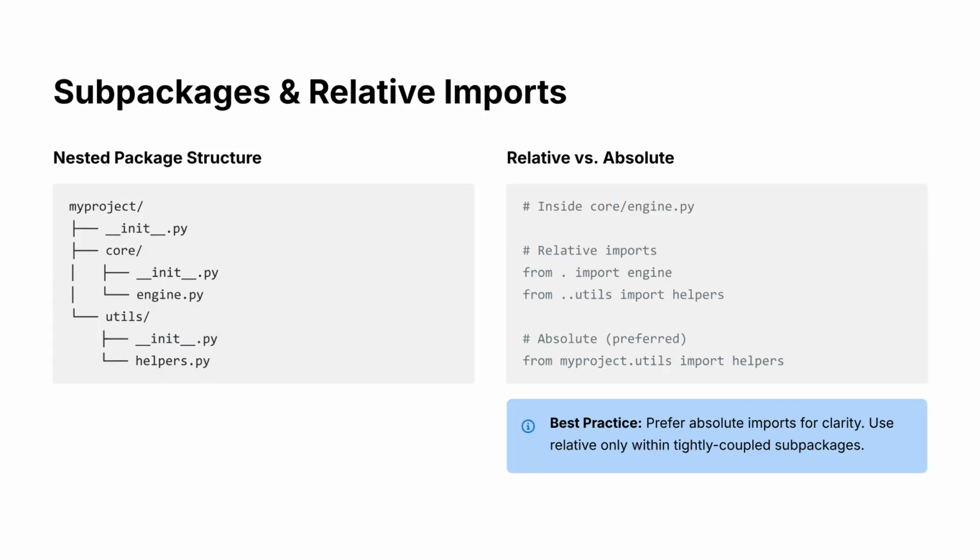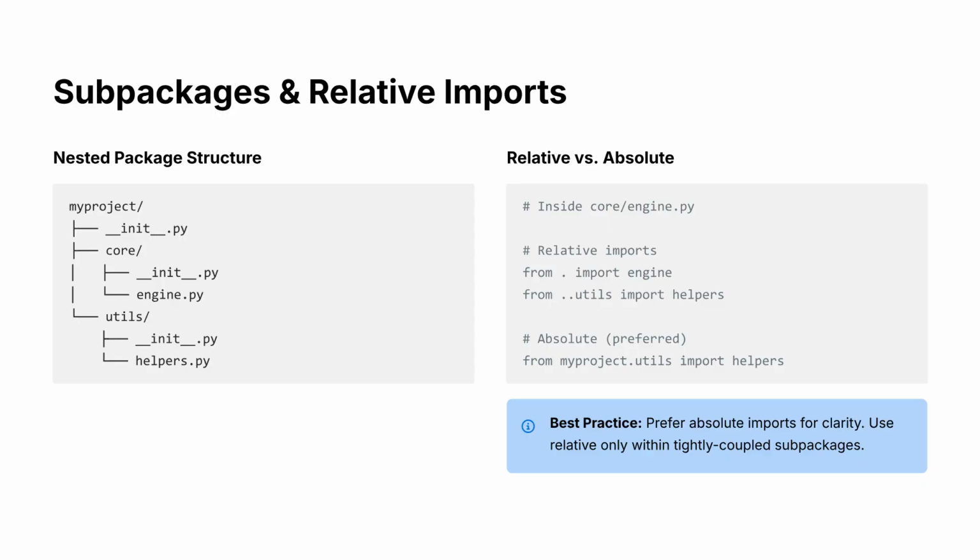Now let's go one level deeper. Subpackages and relative imports. You can nest packages inside packages. So imagine my project has a core subpackage and a utils subpackage, each with their own __init__.py. Inside core/engine.py, you can use relative imports. A single dot means current package, double dot means go up one level. So from ..utils import helpers goes up to my project and then into utils.